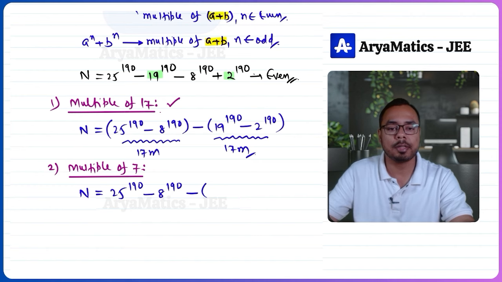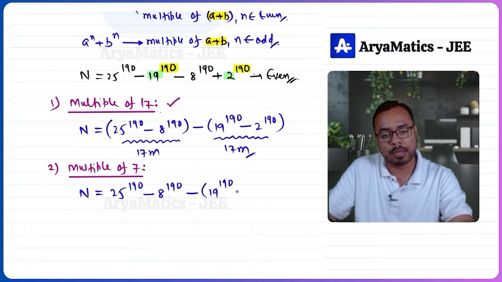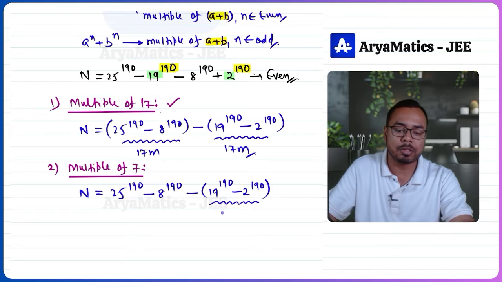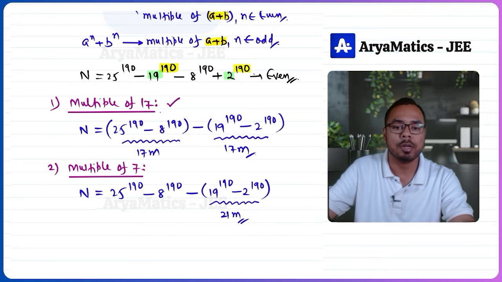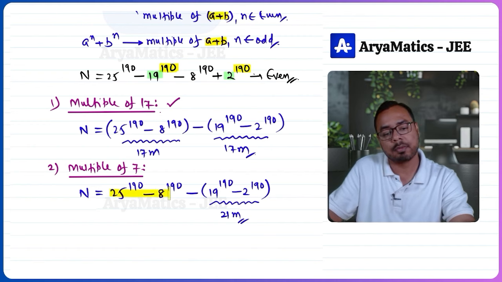And a raised to n minus b raised to n is a multiple of a plus b also, if n is an even number. So clearly we have an even exponent. So if I combine these two terms, 19 raised to 190 minus 2 raised to 190, then we can show that this will be a multiple of 19 plus 2, which means a multiple of 21. And if it is a multiple of 21, it has to be a multiple of 7 also. So we can neglect this part. When we divide this one by 7, the remainder will be 0. So now we need to focus on this number only.